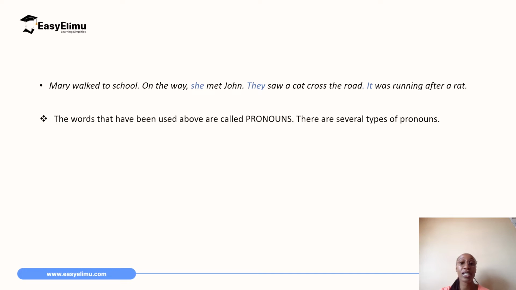So we can read the text again. Mary walked to school. On the way, she met John. They saw a cat cross the road. It was running after a rat. So the words in blue, she, they, and it, have been used to replace those nouns, and we call them pronouns. So a pronoun is a word that is used in the place of a noun to avoid repetition.